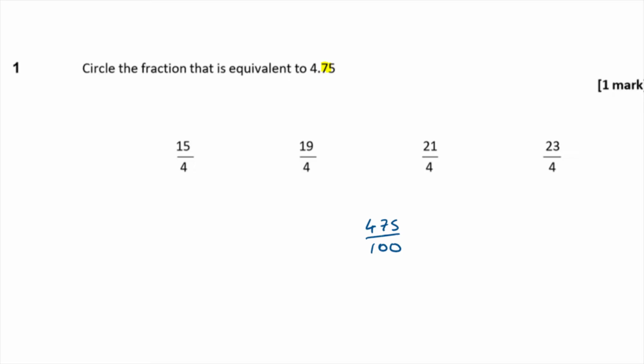Now I think 25 goes into both of them, so divide top and bottom by 25. What's that then? Well, 100 divided by 25 is 4. 25 goes into 400 - well, you get 4 in 100, so you're going to get 16 in 400 and another 3 in 75. So that's 19, isn't it? 19 over 4. It's that one.